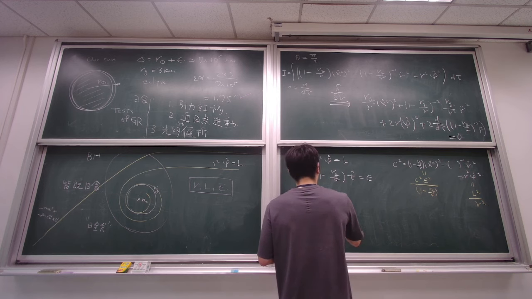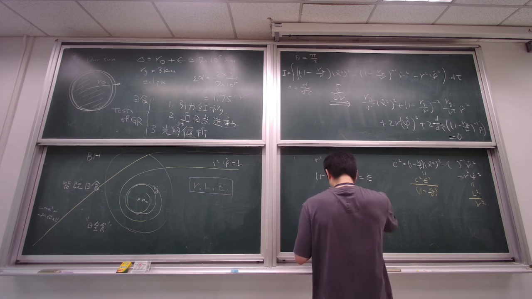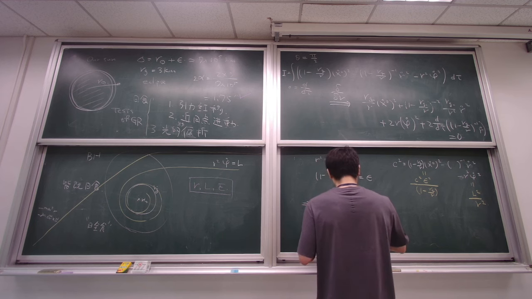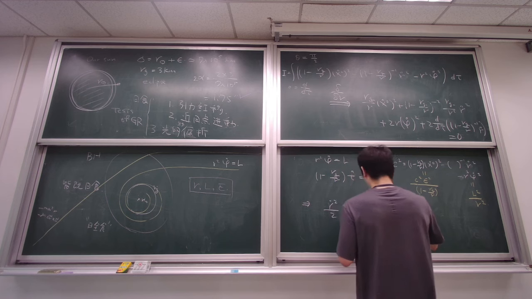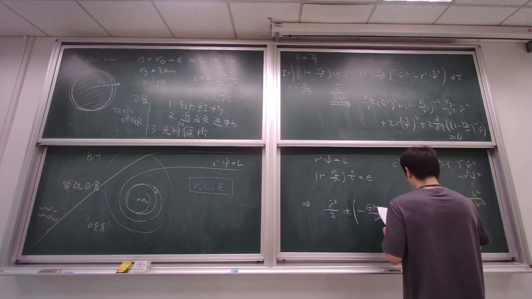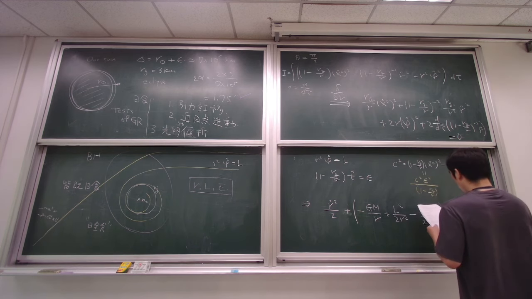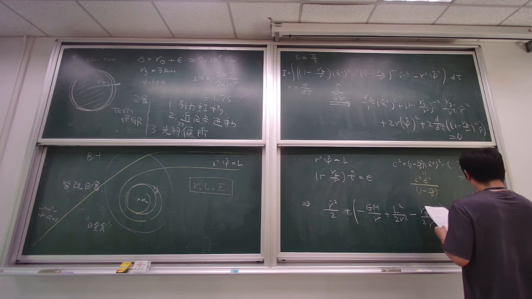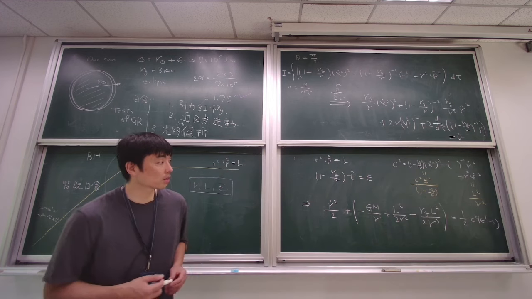So R dot square divided by 2 plus minus GM over R plus L square over 2R square minus RG L square divided by R cubed over 2 is equal to 1 over 2 C square E square minus 1. Okay. So that's what we get.